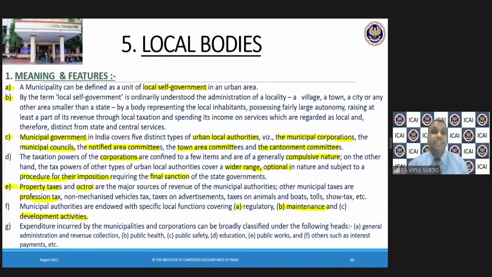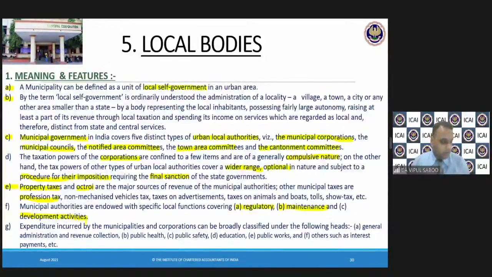Regulatory is what? Like the licenses. If you want to construct your house, you have to get your house map approved by your municipal authority. This is regulatory. If you want to open a shop, you have to get a license from the local authority. If you want to open a restaurant or food eating joint, anything you want to, you have to get your map approved. You have to get certain clearances from your local authorities. That is regulatory. So are we clear with the regulatory aspect of municipal authorities, the maintenance and the developmental activities, right?